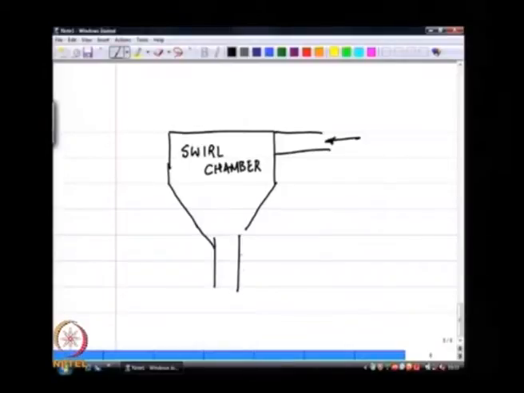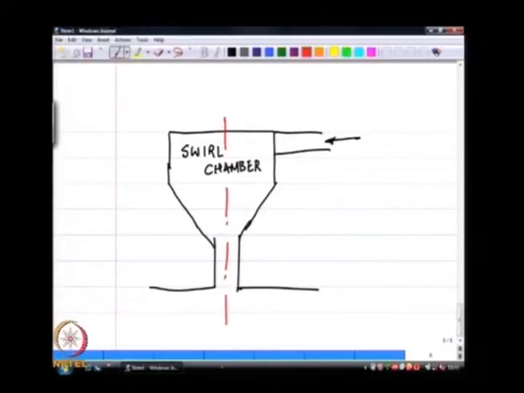There is usually a contraction passage. So, all of this, the rest of this nozzle is axis symmetric. So, this is the simplest kind of a pressure swirl atomizer that you will find.